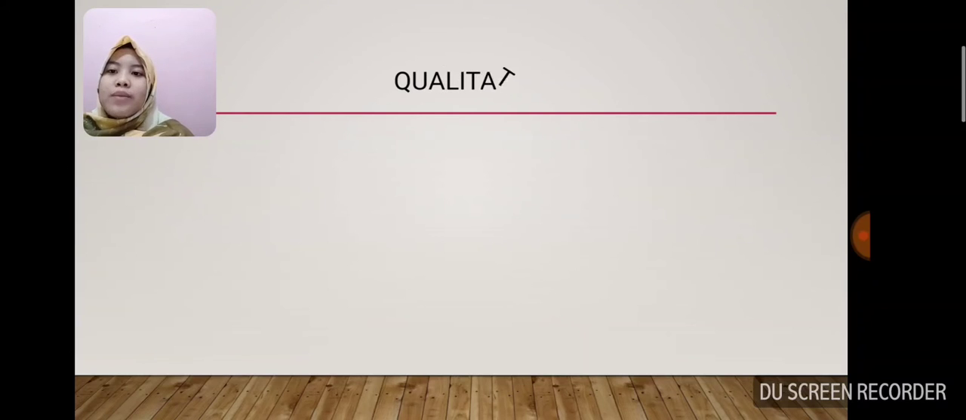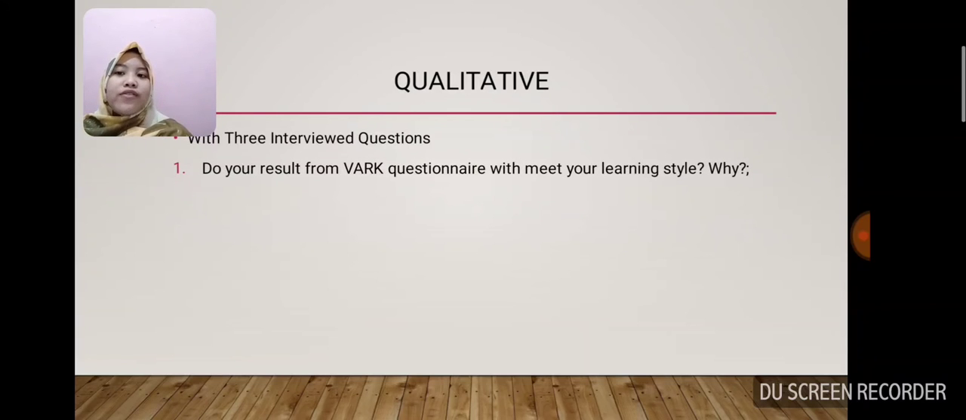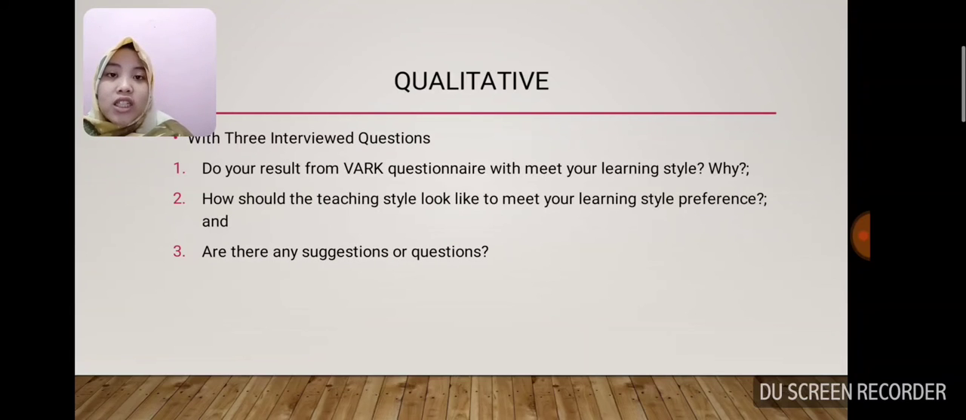Now, method number 2 is qualitative. The second method is qualitative, with three interview questions. In this qualitative method, she used an interview with three questions. The first is, does the result from the questionnaire meet your learning style? Why? The second question is, how should the teaching style look to meet your learning style preference? And the last is, are there any suggestions or questions? So that's all I can explain.